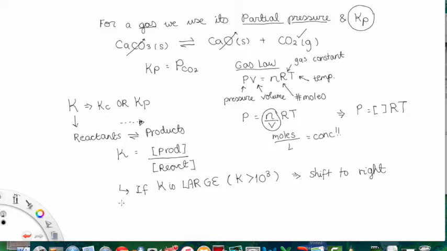On the other hand, if K is small, so let's say K is less than 10 to the power of negative 3, then if we look at this K value and it's small, the concentration of the reactants must be bigger. That means the denominator is greater, you're dividing by a larger number, and you're going to get a smaller value for K. So in this case, the reactants are favored, and so the equilibrium shifts to the left.